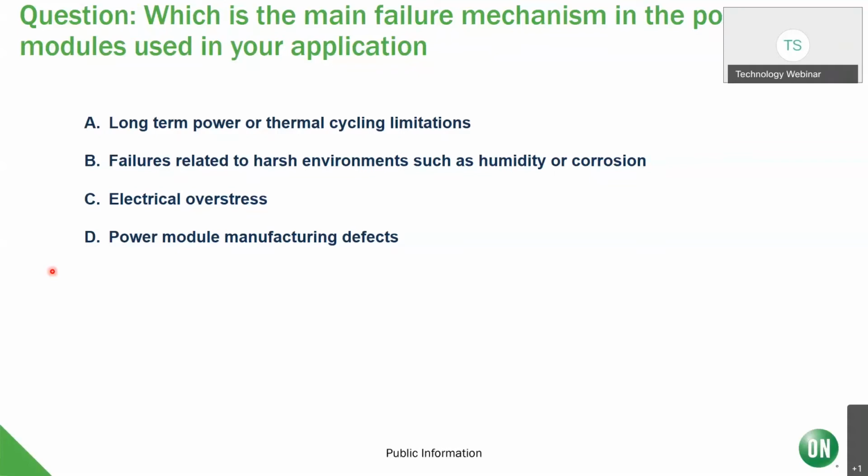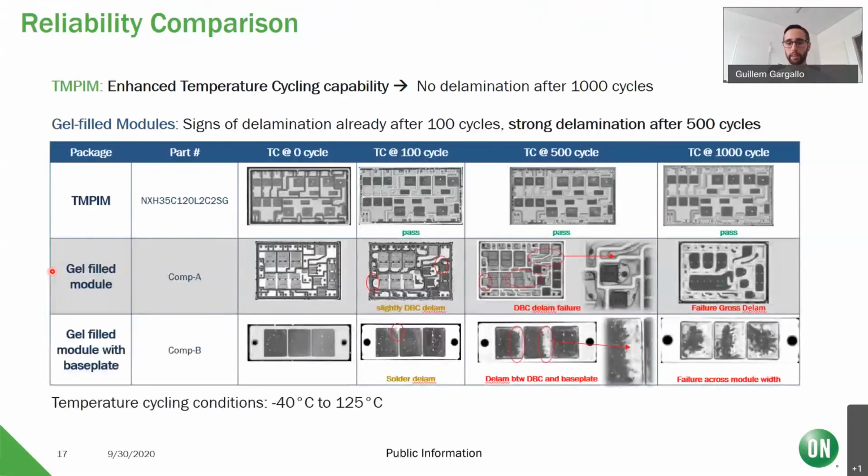Okay, that's an interesting result, especially regarding the electrical overstress. Today I will be focusing more on the package perspective. For the electrical overstress, we have a very rugged IGBT technology. But since today we are introducing the package, I will focus more on the long-term power and thermal cycling limitations, which we heard is one of the main concerns for our audience, and also failures related to harsh environments, humidity and/or corrosion. So let's check some of the reliability features of this package.